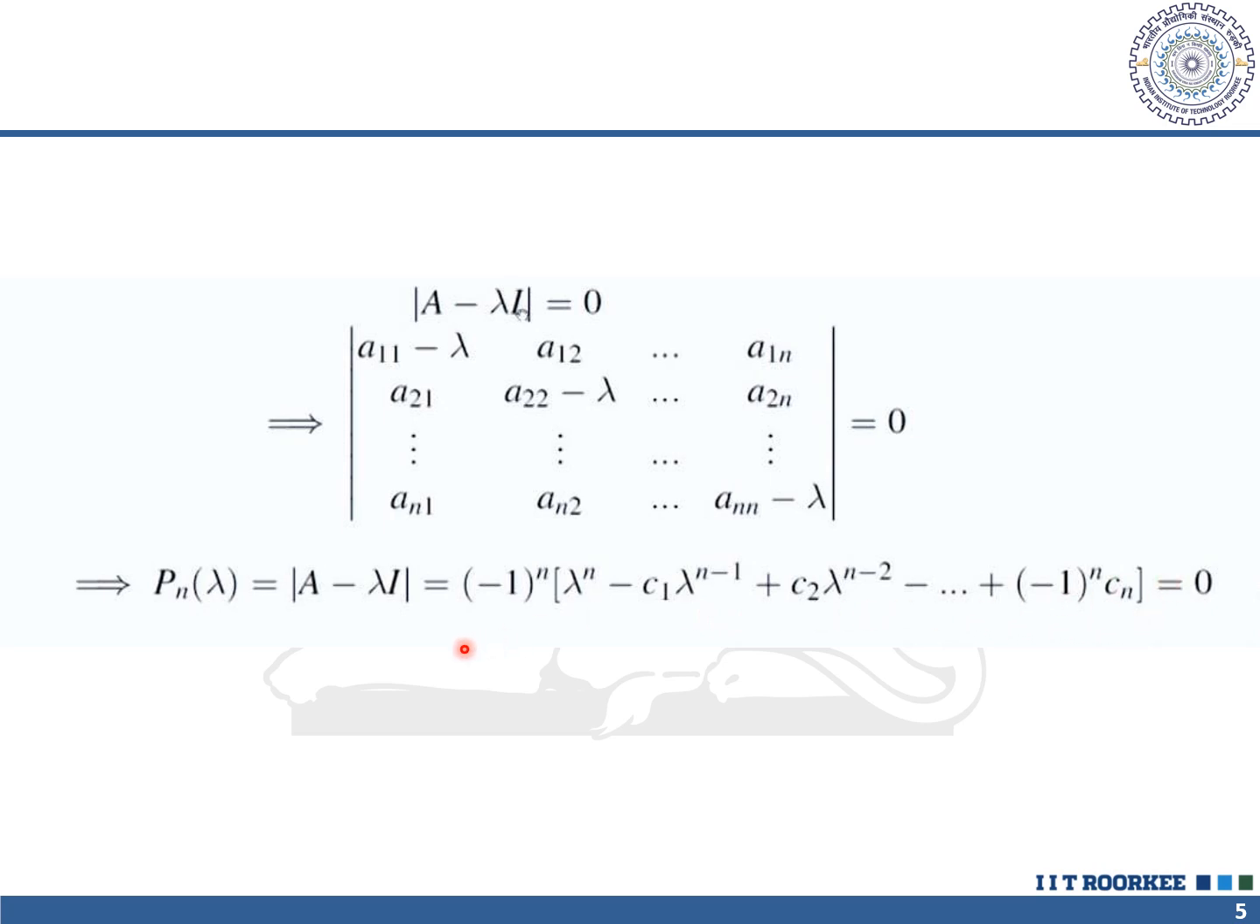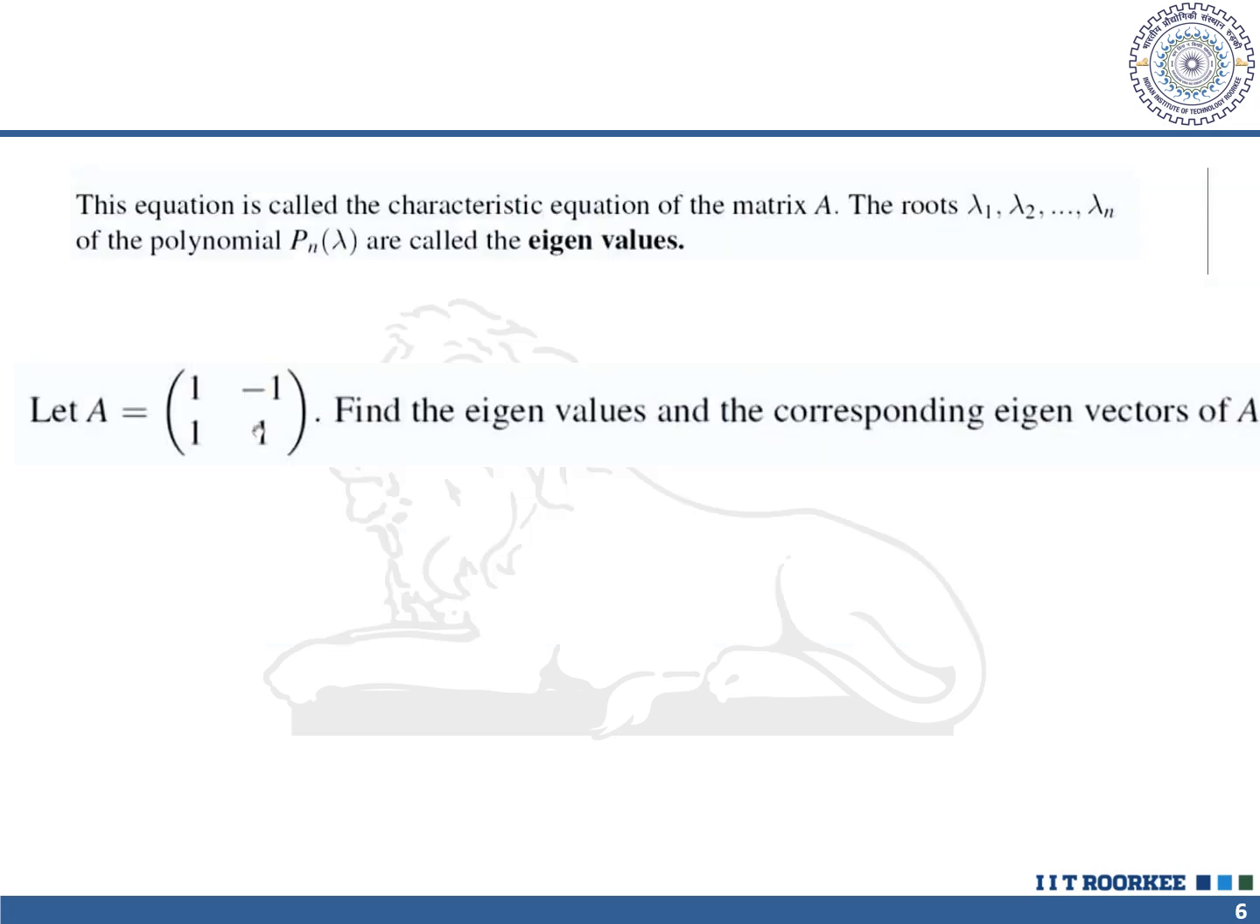This is a general characteristic polynomial shown here. So this equation is called the characteristic equation of matrix A, and the roots lambda 1, lambda 2 and so on to lambda n of the characteristic equation are called eigenvalues. So now let's see an example.